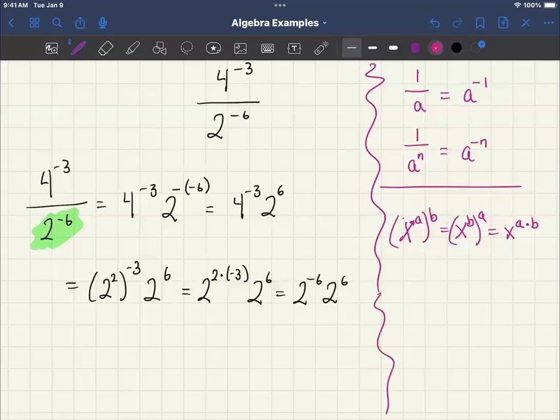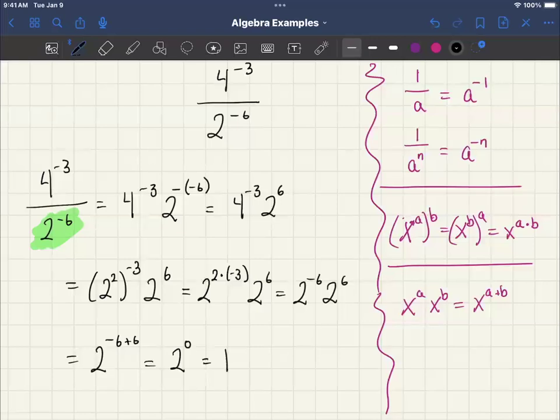All right. One more exponent rule that we want to use here is if we have x to the a times x to the b, we can add our exponents. This gives us x to the a plus b power. So what's going to happen here is we have 2 to the negative 6 plus 6, which is 0, and anything to the 0th power is 1. So there's another one that maybe we don't think of as a rule all the time, but if we have something to the 0th power, that's going to give us 1 as an output.